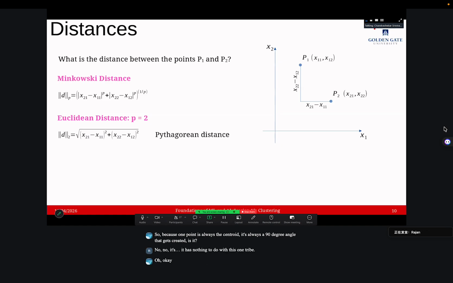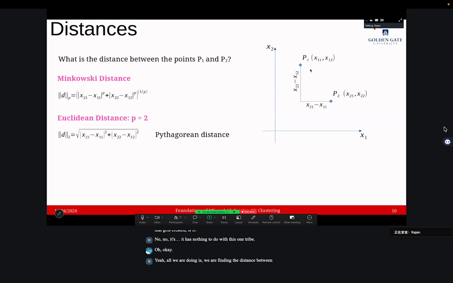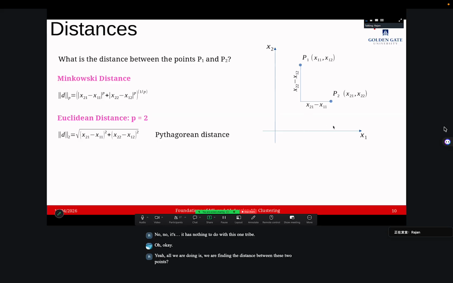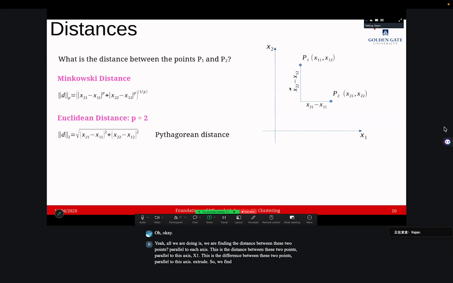Okay, all we are doing is finding the distance between these 2 points parallel to each axis. This is the distance between these 2 points parallel to this axis x1. This is the distance between these 2 points parallel to this axis x2. So we find those distances, square them, add them all, and then take the square root. That is the hypotenuse. That's called the Pythagorean distance.